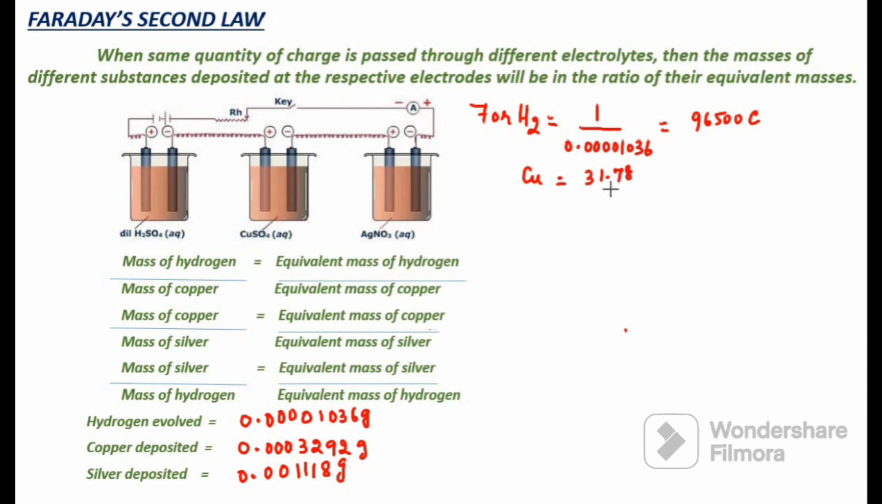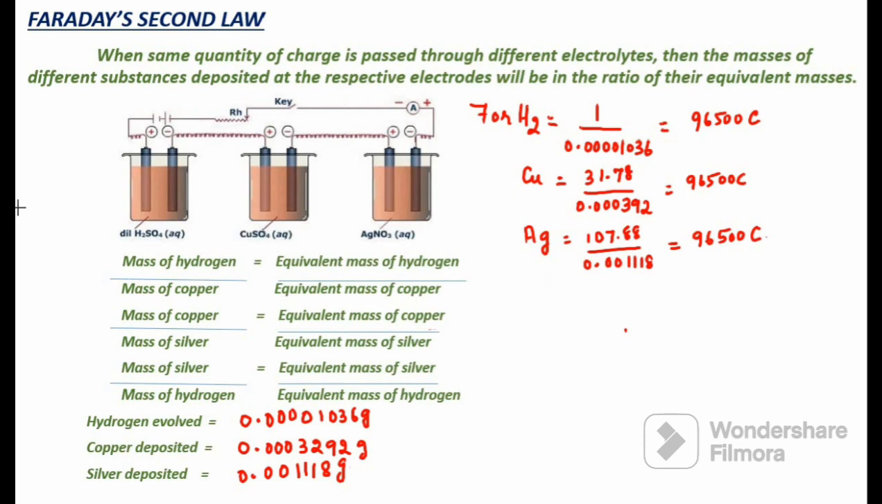Okay. So if you calculate for copper, it is 31.78. Okay, 31.7. It is nothing but the equivalent weight of copper, divided by 0.000392. That's equal to again 96,500 coulombs. Okay, if you are looking for silver, the equivalent weight is 107.88 divided by 0.001118, which is equal to 96,500 coulombs. Okay, again, right?